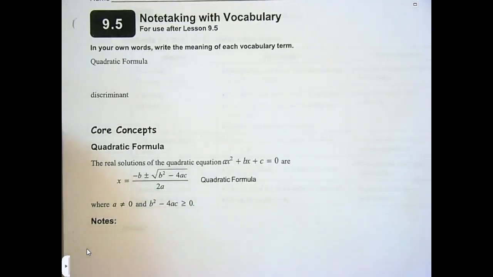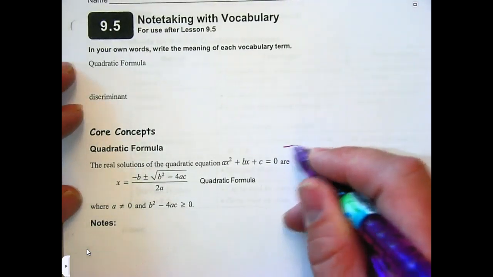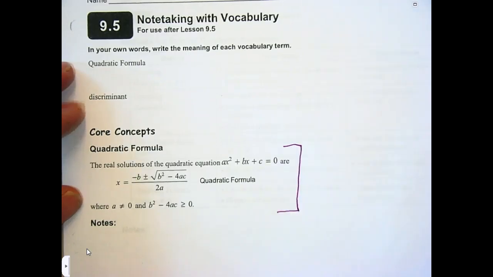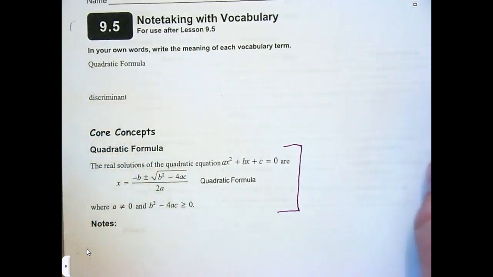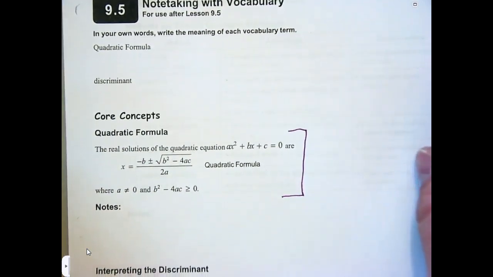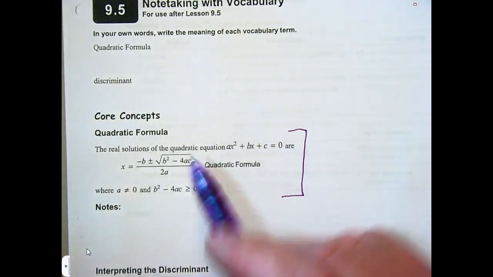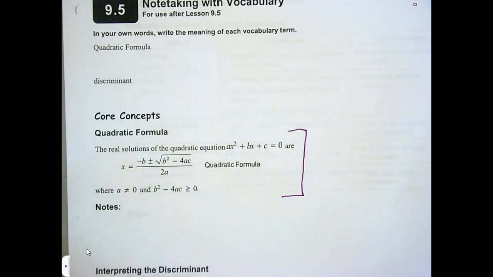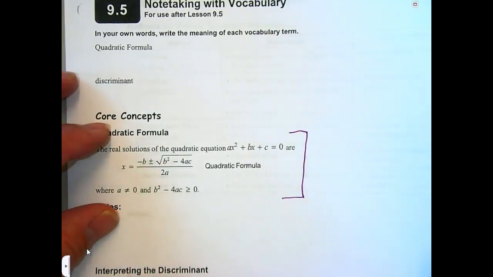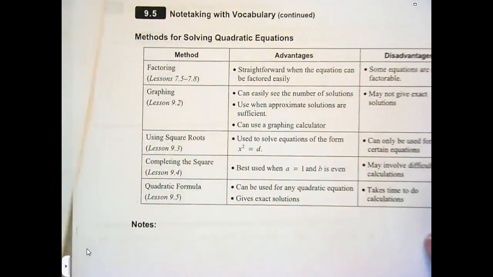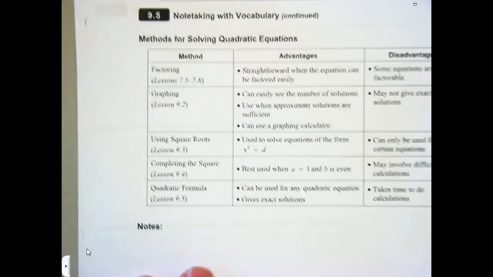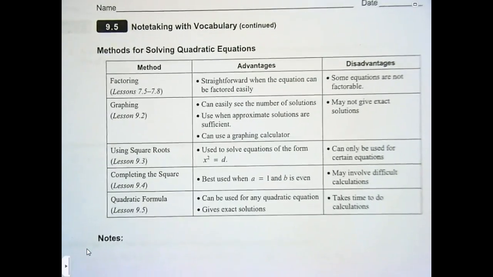We're not going to go through and actually prove it, but there's a way to come up with that formula using completing the square, but we're not going to do that right now. All right? So, this is just another way of solving a quadratic equation. So if you turn to page 299, take a look at that.